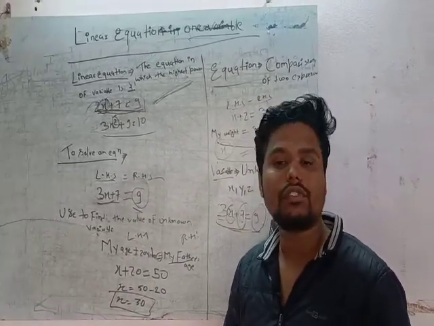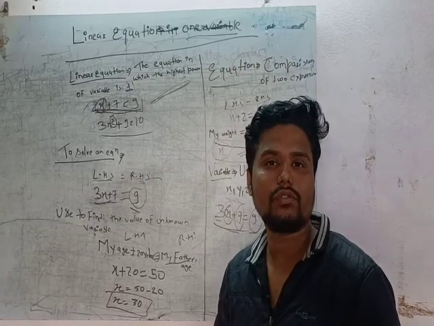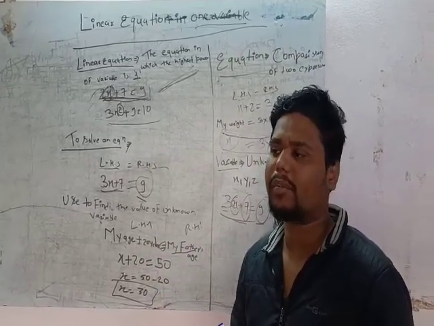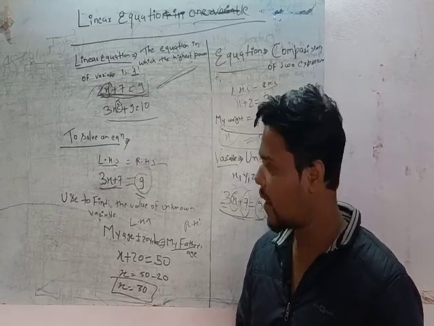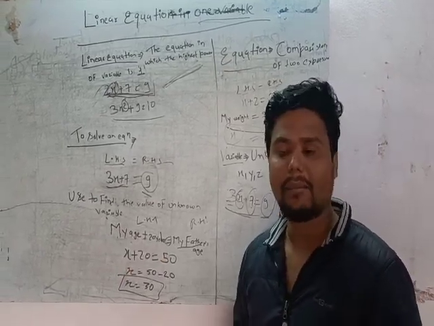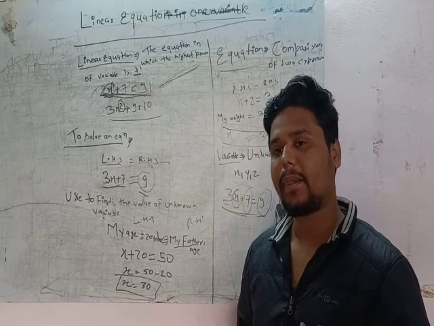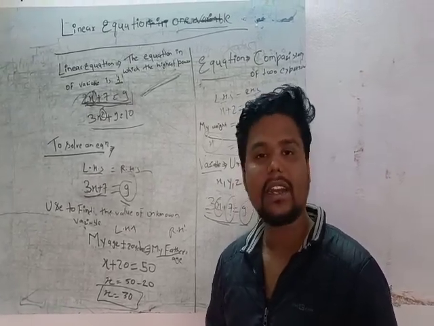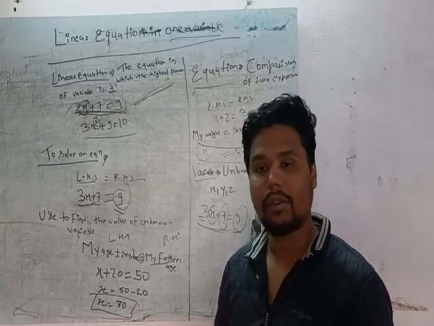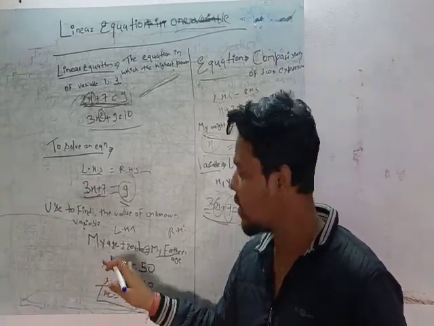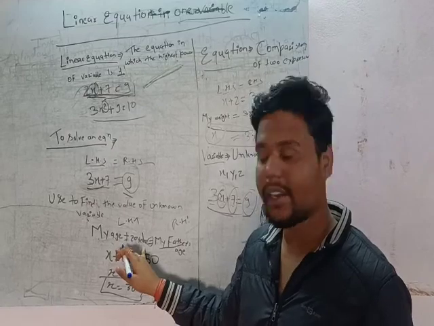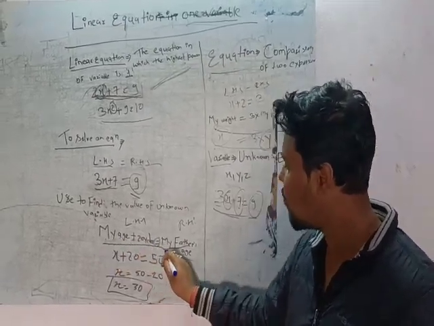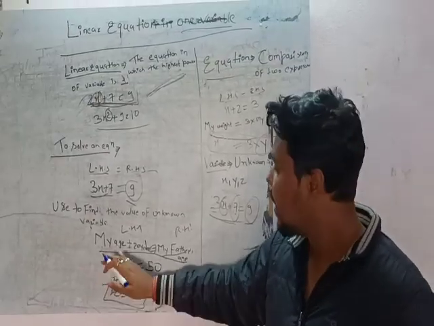Why do we use this concept? This concept is used to find the value of an unknown variable. For example, let's say my age is 20 years less than my father's age. How do we write it in the form of an equation? My age plus 20 years, because I am 20 years younger, equals my father's age. This is how we write it in the form of an equation.